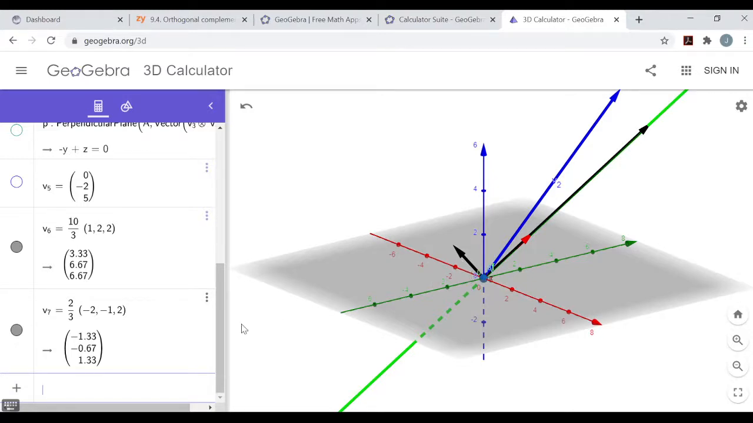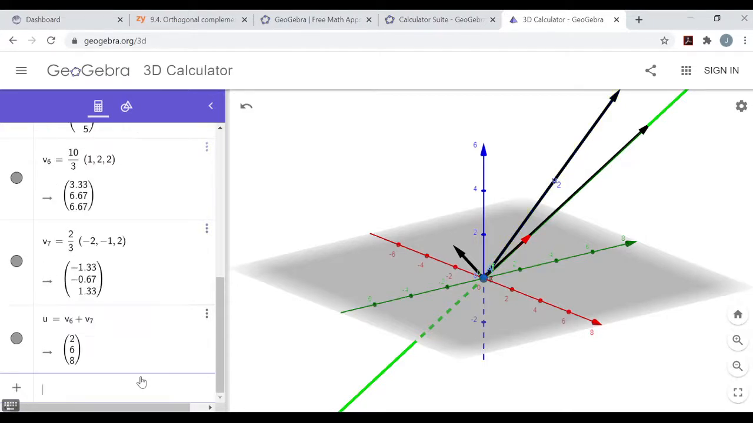If I put in what's v, the projection vector was called v6 off to the left here, and this vector z, the vector in the orthogonal complement, is called v7. Let me just enter what v6 plus v7 is. See, it's the vector 2, 6, 8. See how the black just popped up right on top of 2, 6, 8 there? There's the blue, then the black right on top of it. Exactly the same vector.